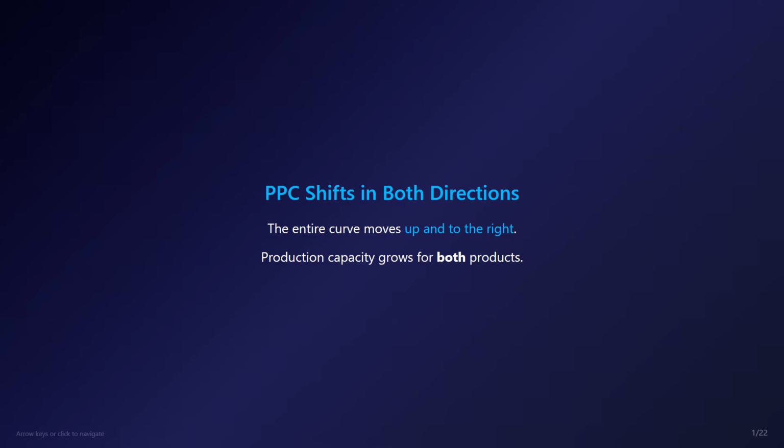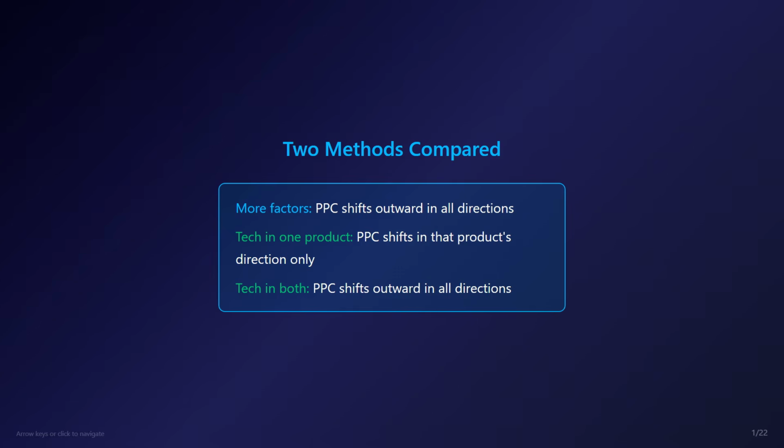How is this achieved in reality? Let's think about this at the national level. How does a country increase its production capacity? One way, increasing the number of workers. For example, the United States allows immigration of workers. When more workers arrive, the economy's production capacity grows. The production possibility curve shifts outward and upward.